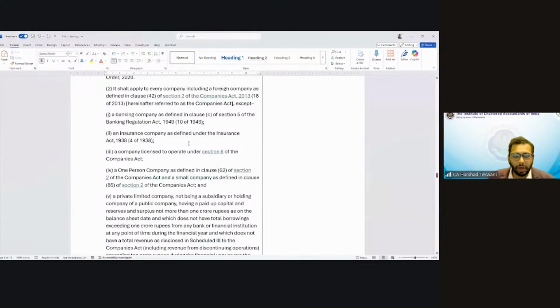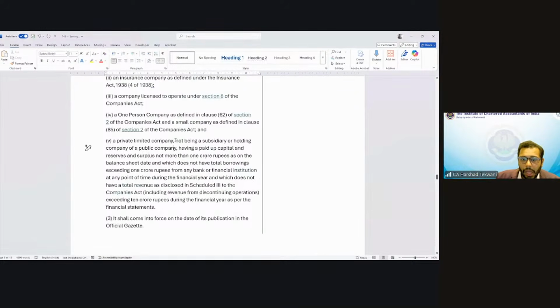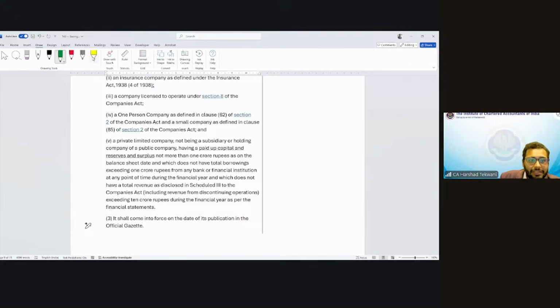So if you go to clause 1, clause C, it talks about a private limited company, not being a subsidiary of a holding company of a public limited, having paid up capital and reserve and surplus. This is something we need to understand. The first question is about this paid up capital. Can I say this paid up capital includes preference shares? Yes or no? Yes, sir. Preference share capital will also be included. Is it a paid up share capital? Yes, sir. So paid up share capital includes preference share capital.